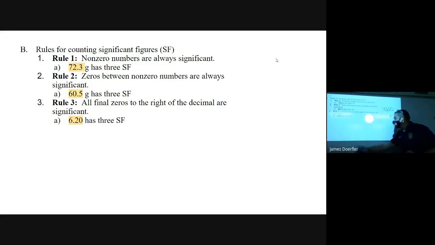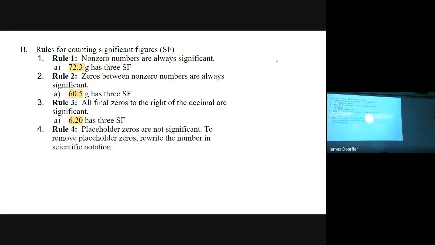So yeah, off to a good start. Rule 4. Placeholder zeros are not significant. To remove placeholder zeros, rewrite the number in scientific notation. It's something we spent a good deal of time on not that long ago.